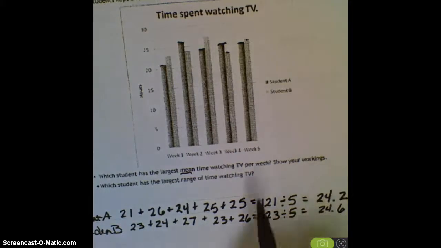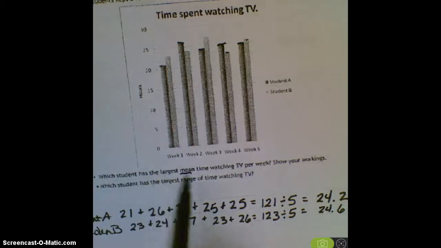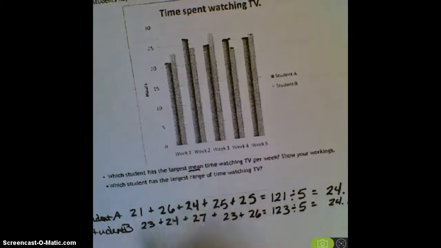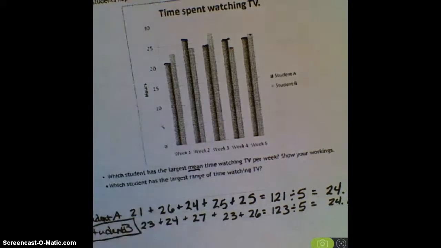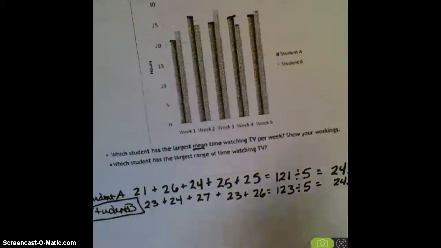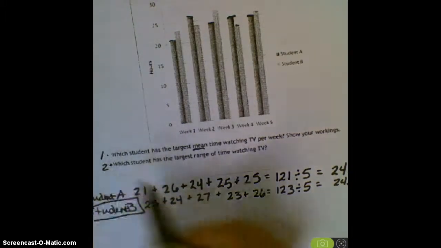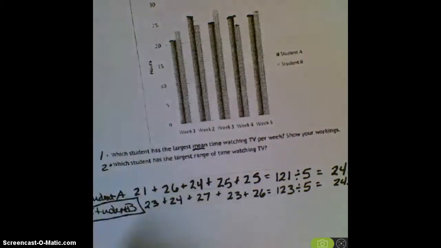So there's our work. Now it says which student has the largest mean time, and that would be student B. So we'll put a little box around it, student B has the most, and we showed our work. Alright, we're on to the second question. These probably should be a 1 and a 2, I'm going to do it that way. Question 1, question 2. Which student has the largest range of time watching TV?